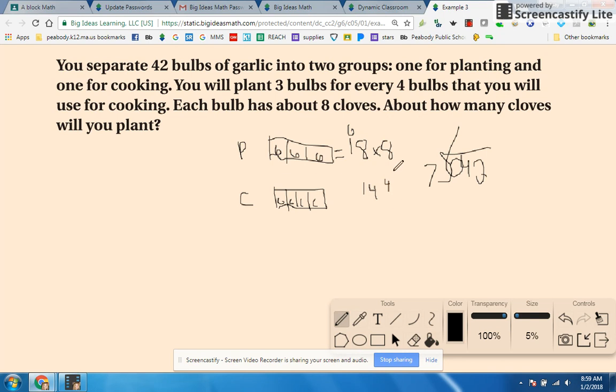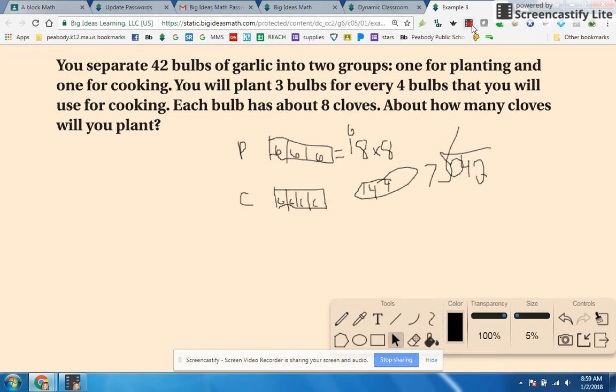Okay, so there was only one extra step there. Once we found out how many by doing the same tape diagram thing, then you just take that answer. We're only talking about the planting one, so that's why I only cared about the top one here. So there's 18 bulbs, and each one has 8 cloves, so I just multiplied 18 times 8 to get my final answer. So I'm going to see if you could try one like this that has the one extra step.